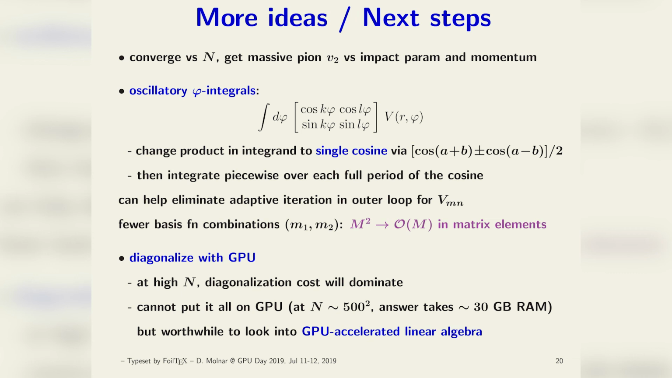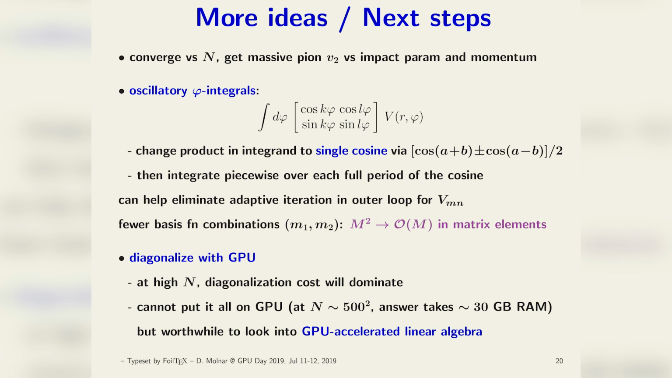You would love to put this on a GPU, but with 500, the result is 30 gigabytes. The matrix is actually sparse, so I can push that on a GPU, but storing the result, the eigenvectors for this problem, takes 30 gigabytes of RAM, it won't fit. So in some sense, I will have to look at somehow GPU accelerated linear algebra, and I don't know anything about it, but if I want to solve this problem faster, then I will need to go in that direction. If anybody has tips on that, let me know.